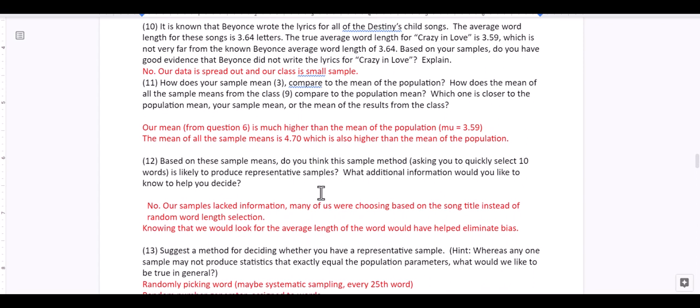Because I know, right, our samples lacked information. Many of us were choosing based on the song title instead of random word length selection. I just told you to pick 10 words that were representatives, not knowing representatives of what. So you had to make your own interpretation of what it meant to be representative. Now, knowing that we were looking for the length of the word, that makes a difference, right? I wasn't asking for 10 words that tell you the meaning of the song, but 10 words that represent the length of the words in the song.